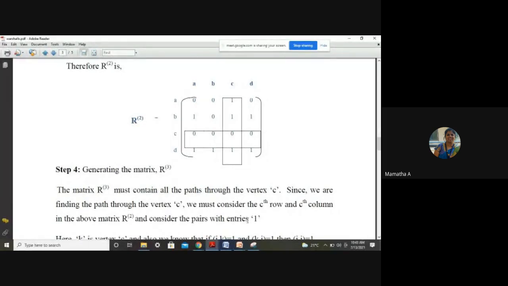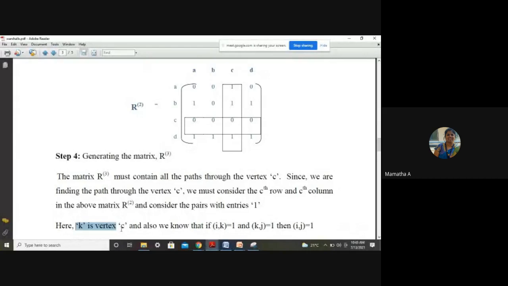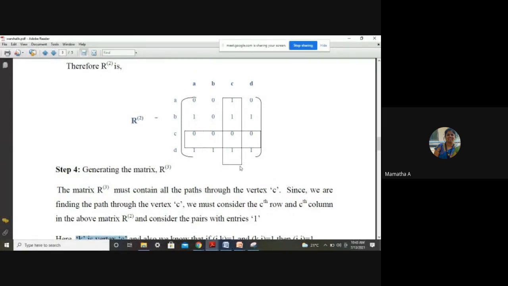And you can see now K is the Cth vertex, and we also know that i comma k and k comma j equals to 1 means i comma j equals to 1. You could just observe here, what do you find, students, with Cth row and Cth column? Can I combine? What do you observe here, students? Not combined, ma'am. The reason is because you can see in columns you have 1, but in the row all are 0. So there's no possibility.